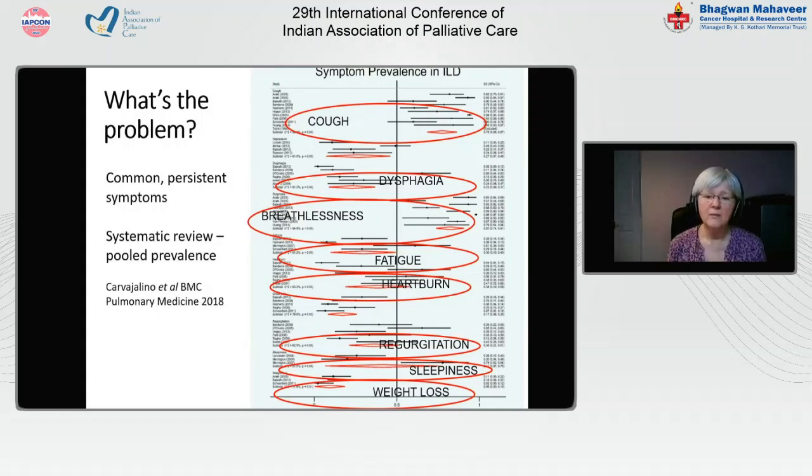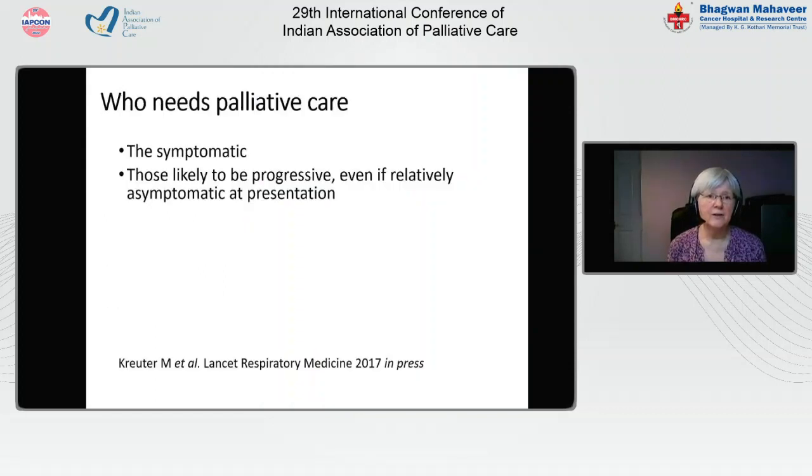Weight loss, not so many, but it's a sign of serious and advanced disease and reported by a percentage of people. If we look at depression, here we go again, a significant proportion of people suffering from depression and also chest pain. So we can see these patients are symptomatic.